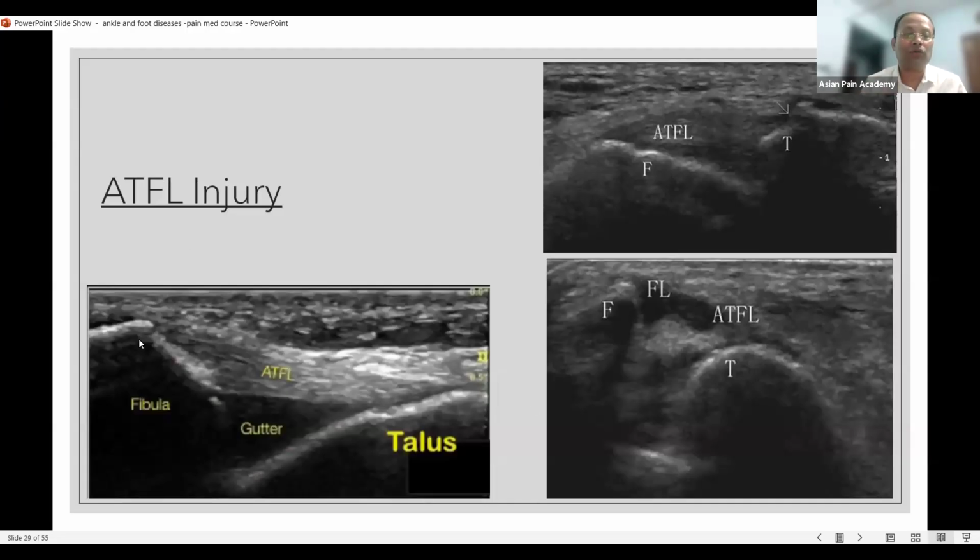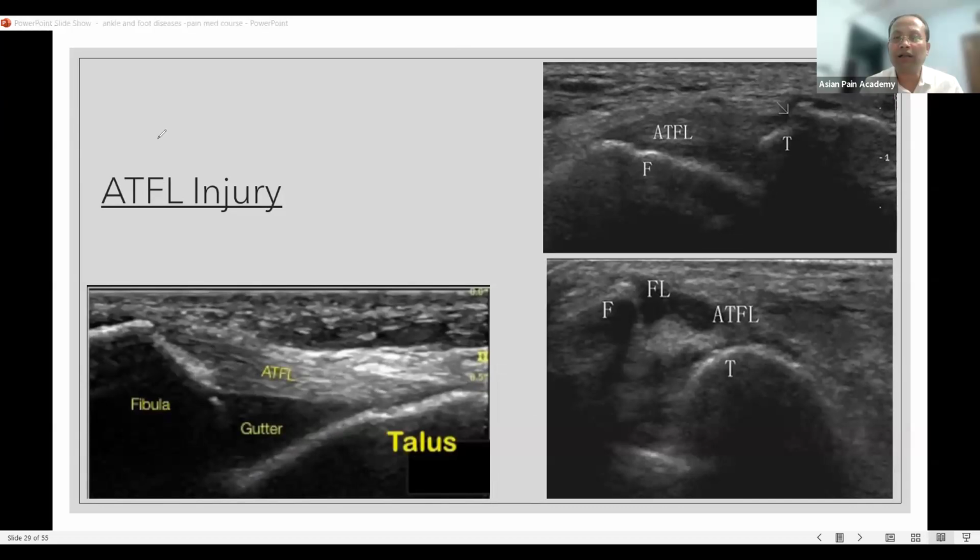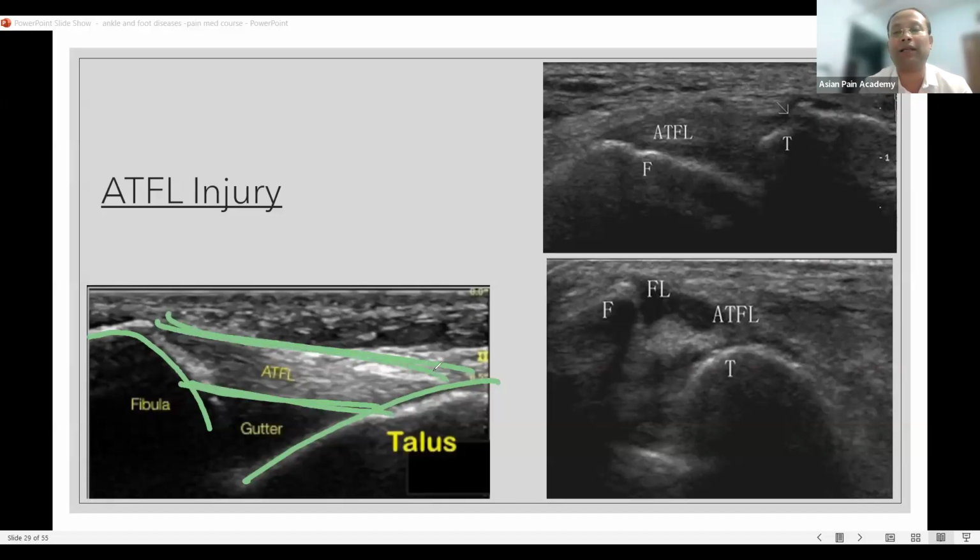Now ATFL injury. This will be demonstrated by Dr. Devjyoti. Here let us see two bones. This is the fibula and this is the talus. In this area, you will find the ligament. This is the ATFL ligament. Any question? Okay, so ATFL from the fibula only. This side is the fibula and this side is the talus, and this ligament is the normal ligament, the normal ATFL.